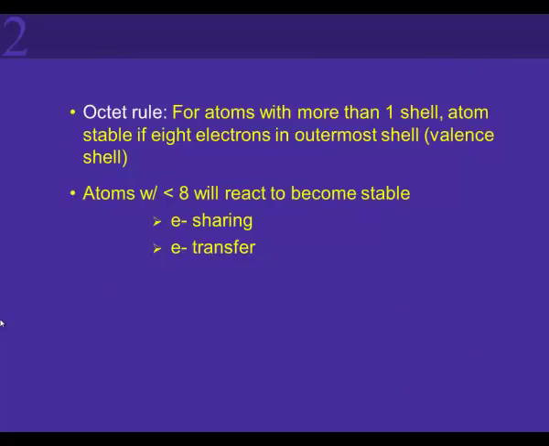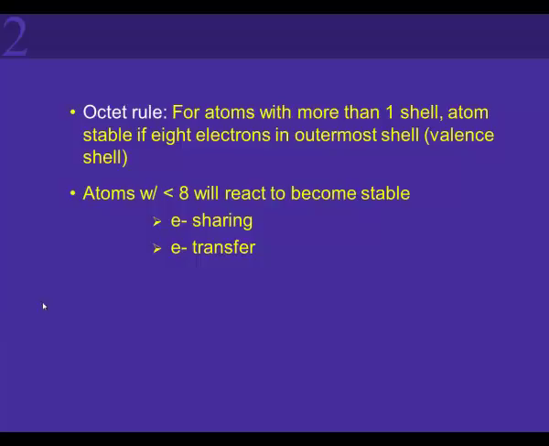So for most of the atoms that are important in terms of living organisms, they are the most stable when their outermost electron shell contains 8 electrons. And this is what we refer to as the octet rule. There are a couple of noted exceptions to this octet rule, particularly hydrogen and helium, which only have 1 valence shell and therefore are most stable with 2.